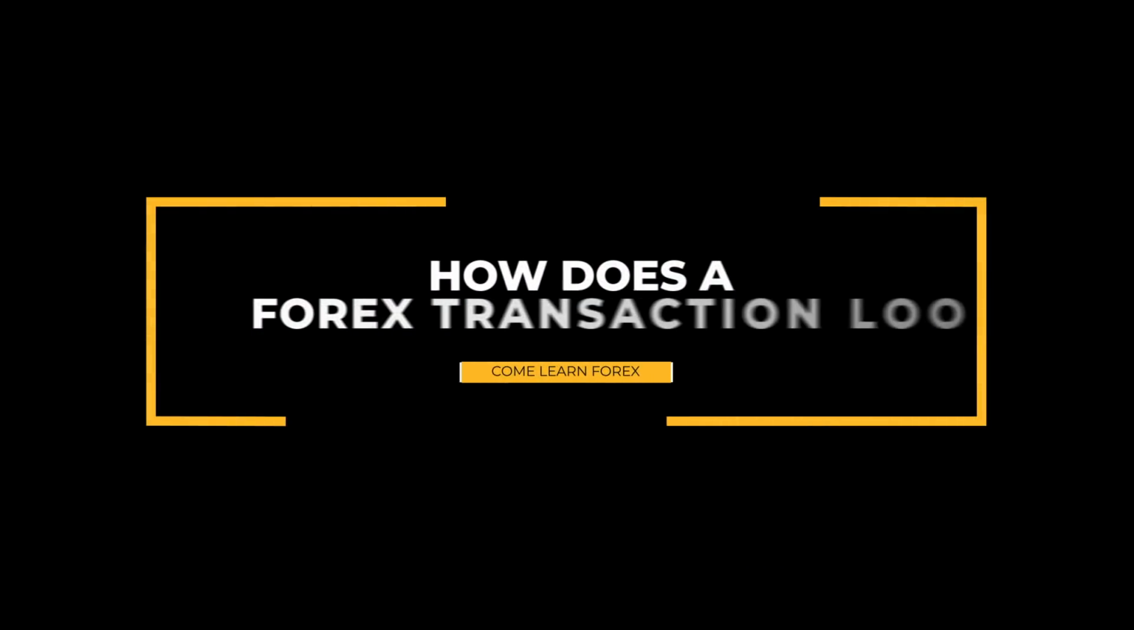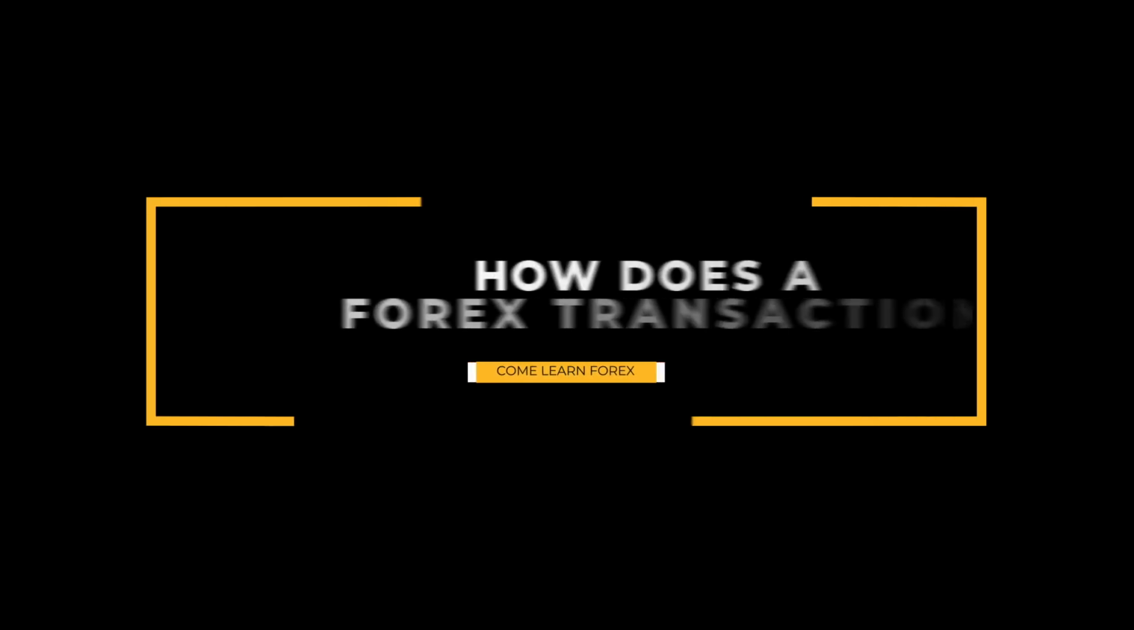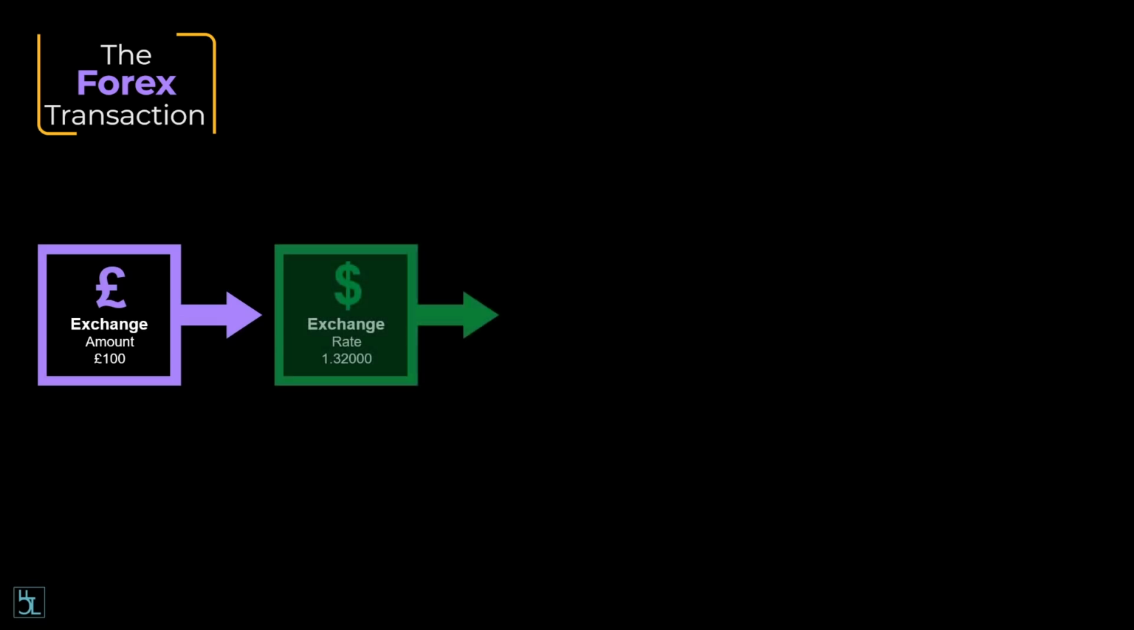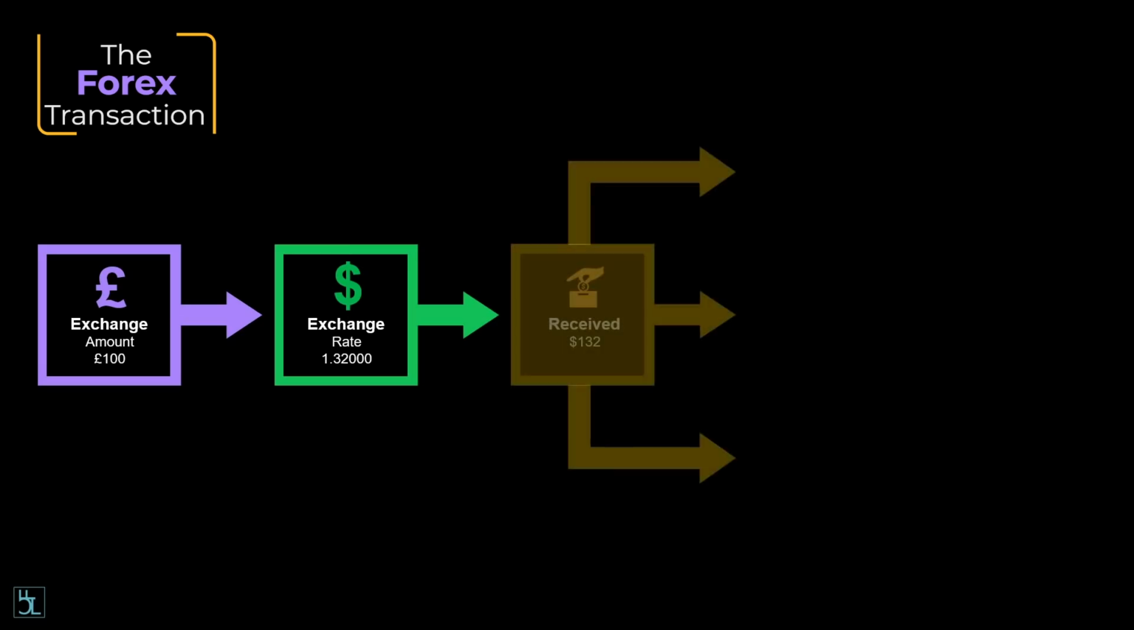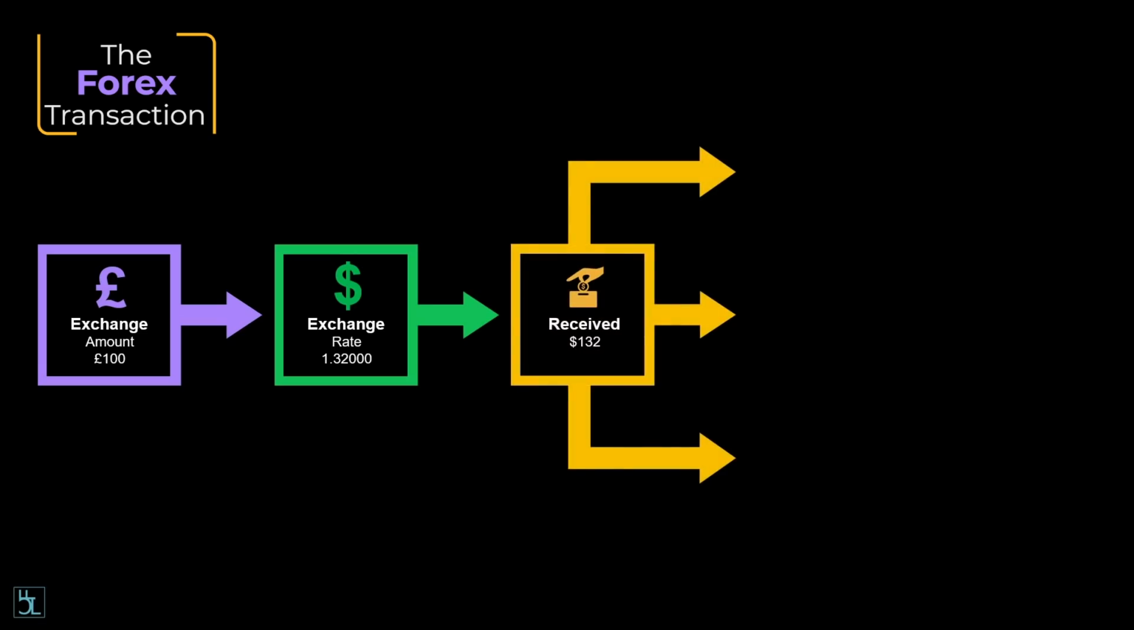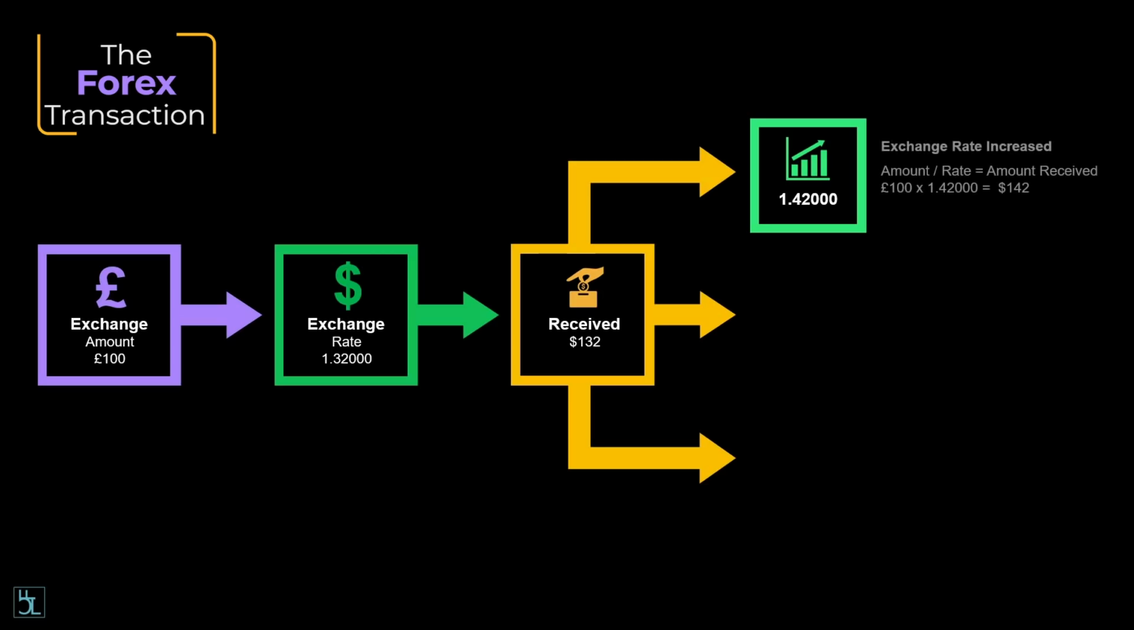So let's look at how does a Forex transaction look like. This is a Forex transaction. Let's suppose we take 100 pounds sterling and we would like to exchange that for United States dollars at the exchange rate of 1.32. What we will receive is 132 United States dollars at that current rate. However, if the rate goes up to 1.42, we will then receive $142, which is $10 more.